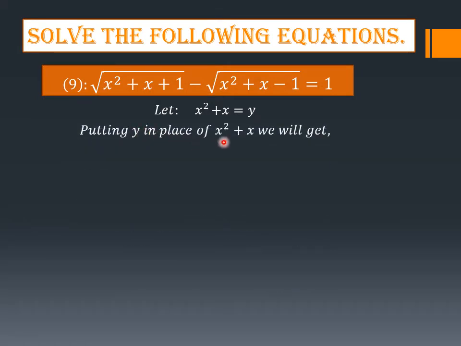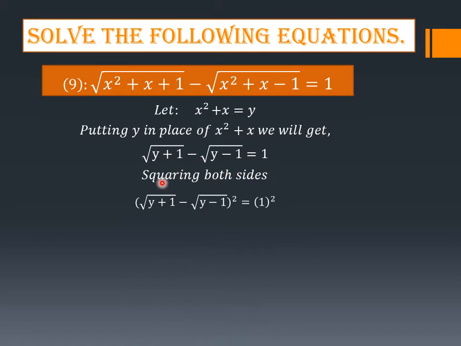Putting y in place of x square plus x, we will get under root y plus 1 minus under root y minus 1 equals 1. I haven't written x square plus x, I have replaced it with y. Plus 1 remains the same, plus and under root remain the same. Again x square plus x has been replaced with y and minus 1 remains the same. Now the next part is squaring both sides.